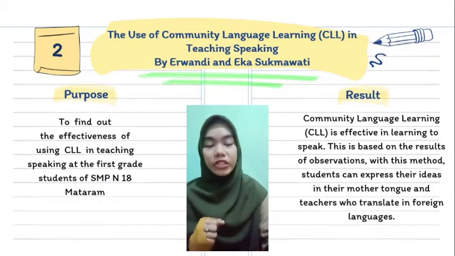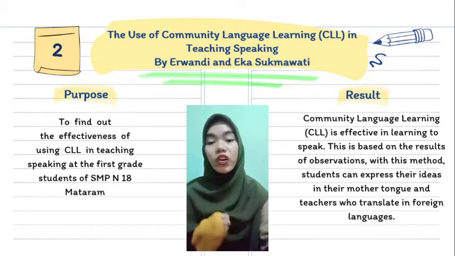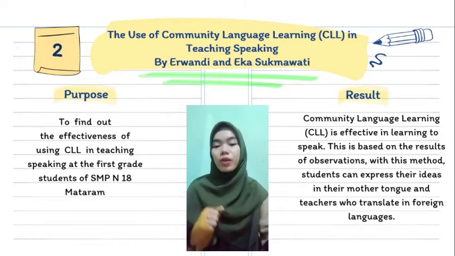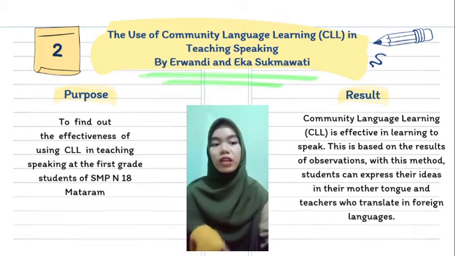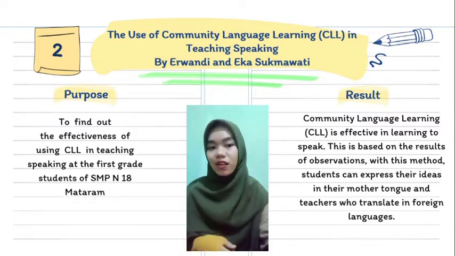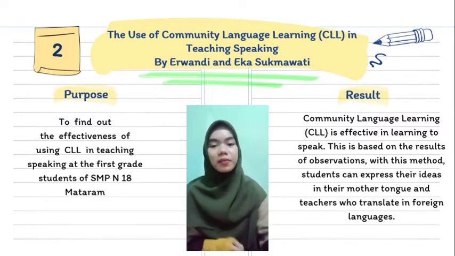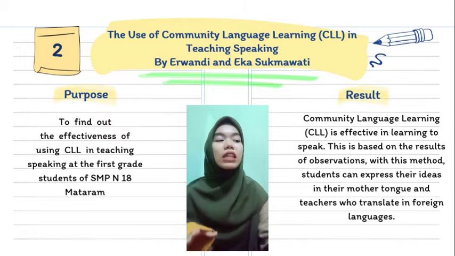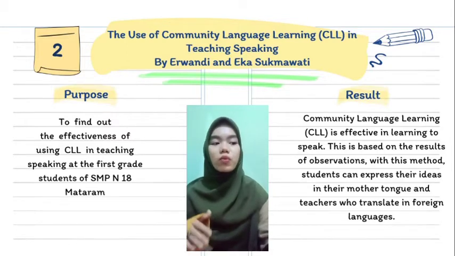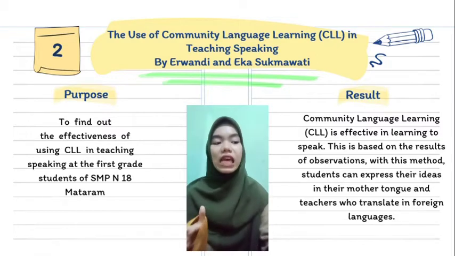So, the second article is the use of community language learning or CLL in teaching speaking by Erwandi and Eka Sukmawati. So, the purpose is to find out the effectiveness of using CLL in teaching speaking at the first grade students of SMPN 18 Mataram. And the result is community language learning or CLL is effective in learning to speak. This is based on the results of observations.